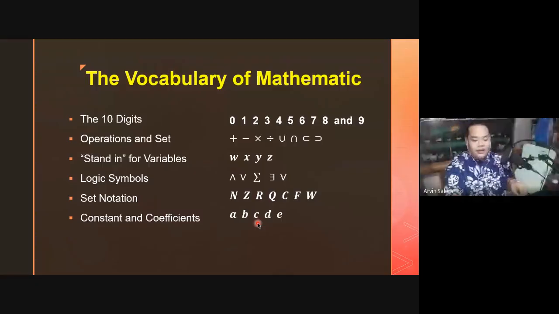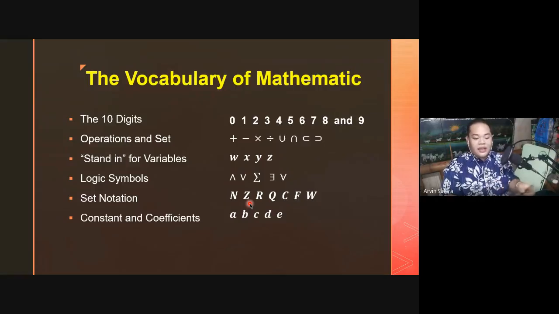Z stands for the integers. The integers are negative 5, negative 4, negative 3, negative 2, negative 1, 0, 1, 2, 3, 4, 5, and so on. Meaning from negative infinity until positive infinity, including 0, but there are no decimals. So negative 6 is an integer. Negative 1,000 is an integer. 1/2 is not an integer. 0 is an integer.